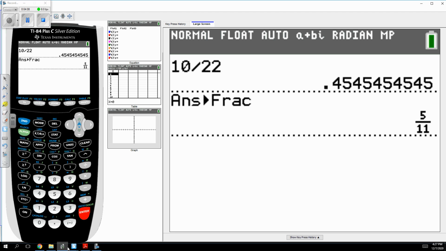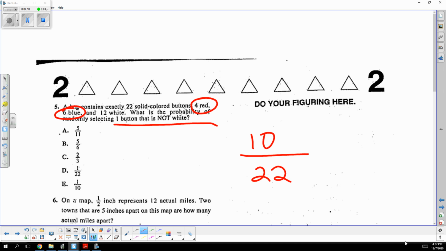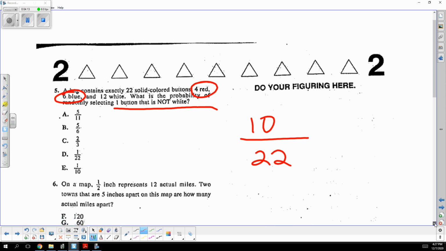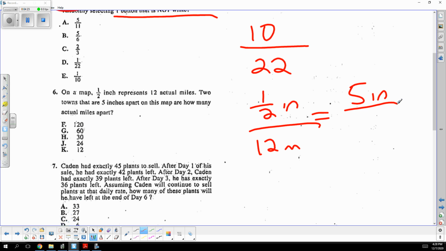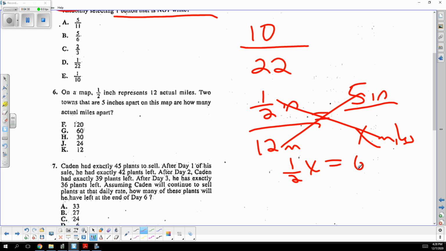Hey, this is an oldie but a goodie. It is ratio proportion whenever they do a map. So 1/2 of an inch is 12 miles. 5 inches is how many miles? So you cross multiply, and x divide by 1/2 or times by 2, and it's 120. Answer F.